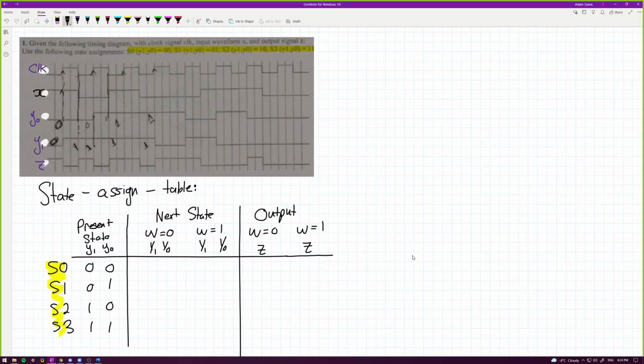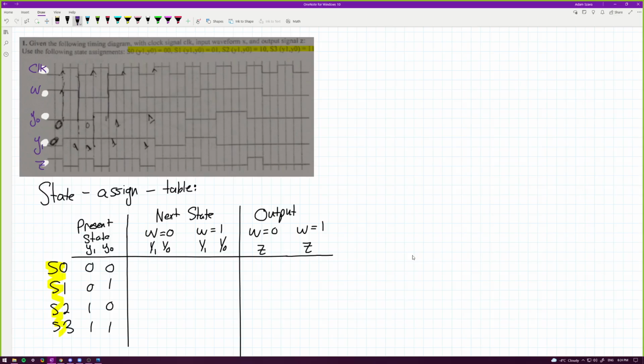Now let's fill in some information here. At the first clock, because we want to look at what's happening at the clocks. The input for the question is X, but you have the input W. Oh yeah, W, sorry. I'll just call it W, so we're consistent with what we've been studying in lecture.